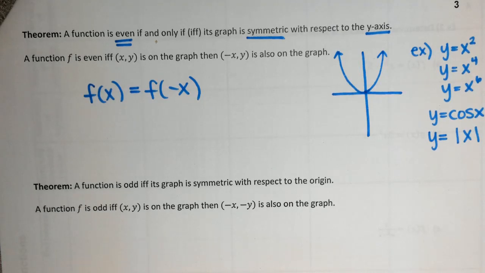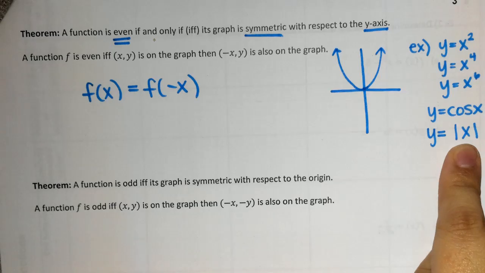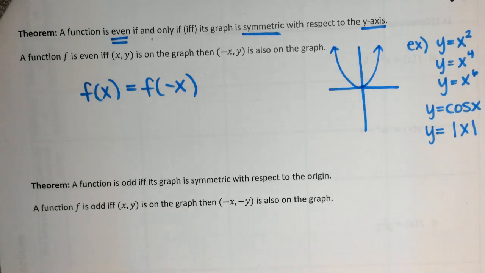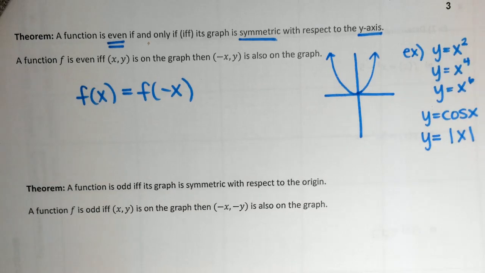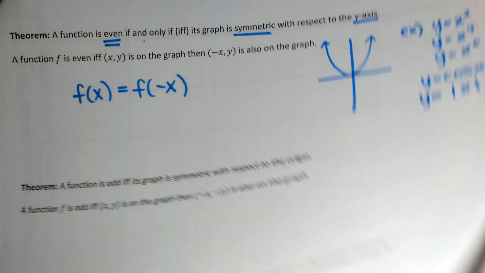Think of absolute value. What is the absolute value of 3? 3. What is the absolute value of negative 3? 3. So it doesn't matter if it's positive or negative. They have the same output. That's even. Okay? Odd is a little bit more complex, let's say.